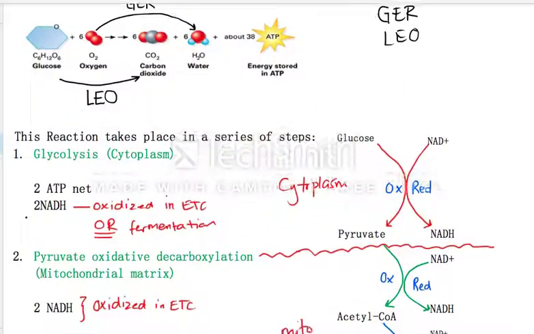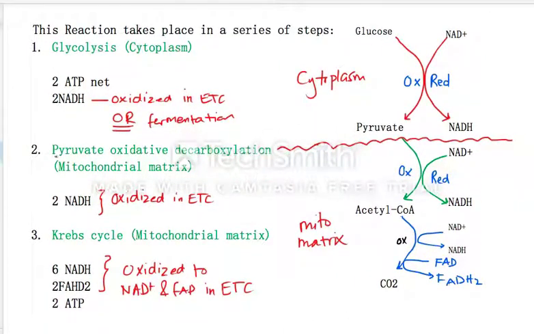Now let's take a look at how I broke down cellular respiration for the purpose of explaining reduction and oxidation. The reaction takes place in a series of steps. The first one is glycolysis, which takes place in the cytoplasm. Glycolysis produces 2 ATPs and 2 NADHs. This is the reduced form of the electron carrier NAD+. Once NAD+ gains electrons, it becomes NADH. So NADH has electrons. In this reaction, glucose is converted to pyruvate at the same time that NAD+ is being converted to NADH.